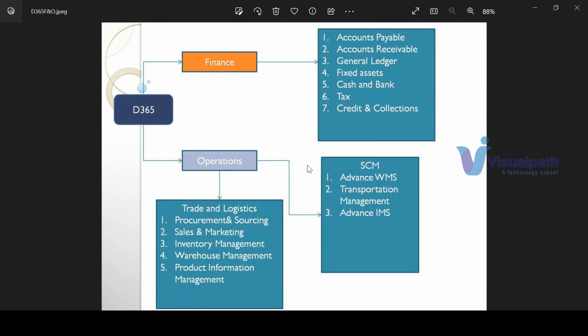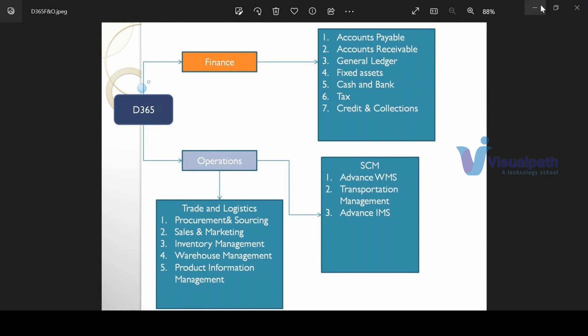So it also involves supply chain management, like advanced warehouse management system, transport management system, and it also includes advanced inventory management system. So this is how the operations will be performed when it comes to the business process. And we have other modules like production and retail, and also HR. I've just included whatever I have kept in my knowledge on this. So this is our chart, how it looks in each department.